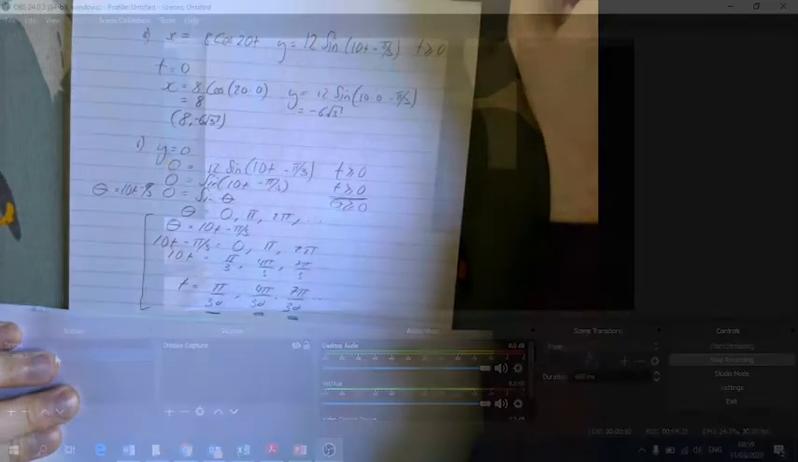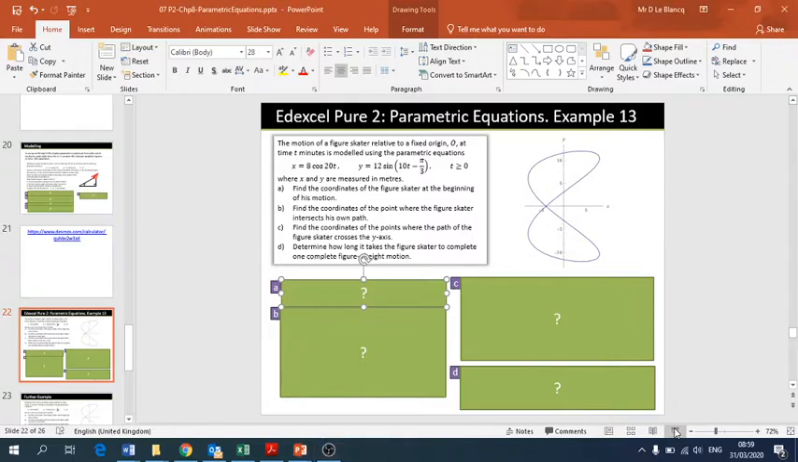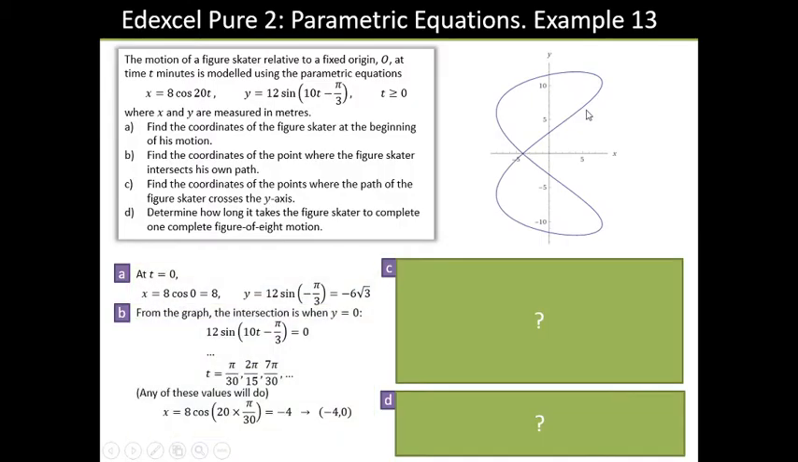What were we asked to do for part B of this problem? Just to bring back your attention to part B, we found what t is, but we were asked to find the coordinates of the point where the figure skater intersects his own path. Substituting any of those t values in, we find it should always be the same x value, and if you substitute that t value in, you get negative 4. So well done if you got negative 4 and you remembered to state it as a coordinate in your solution.